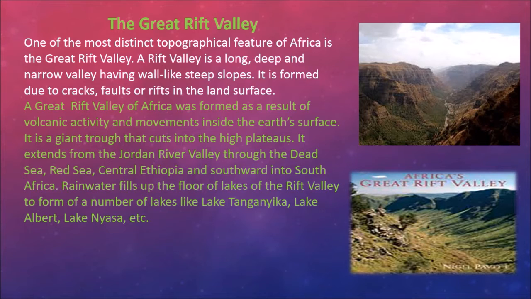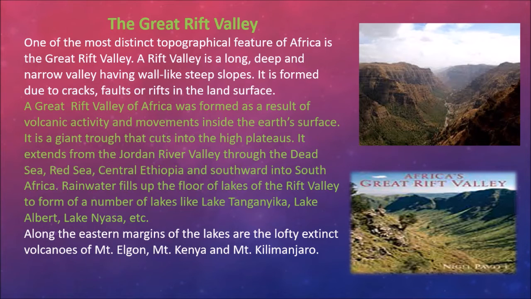It is a giant trough that cuts into the high plateaus. It extends from the Jordan River Valley through the Dead Sea, Red Sea, central Ethiopia, and southward into South Africa. Rainwater fills up the floors of the Rift Valley to form a number of lakes like Lake Tanganyika, Lake Albert, Lake Nyasa, etc. Along the eastern margins of the lakes are the lofty extinct volcanoes of Mount Elgon, Mount Kenya, and Mount Kilimanjaro.